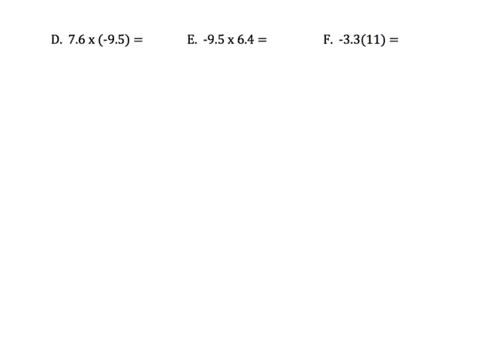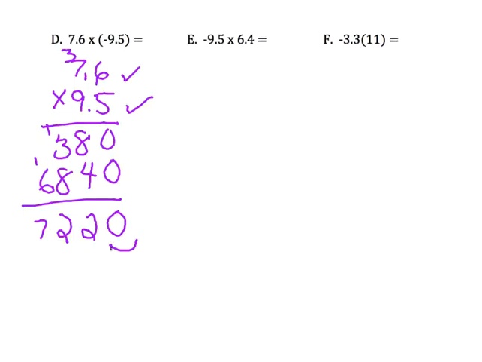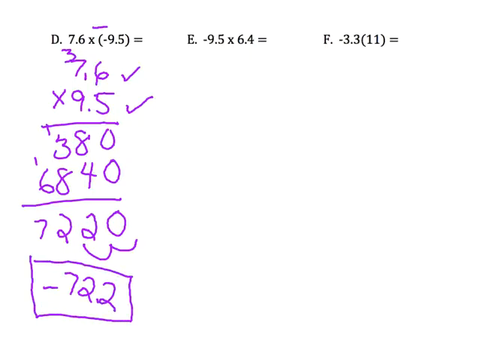I'm just going to keep going. You guys can work ahead. Okay? 7.6 times negative 9.5. Set it up. And then multiply. And then go ahead and add. Two decimal places. It's going to be a negative answer, negative 72.2. Example E, answer is going to be negative.